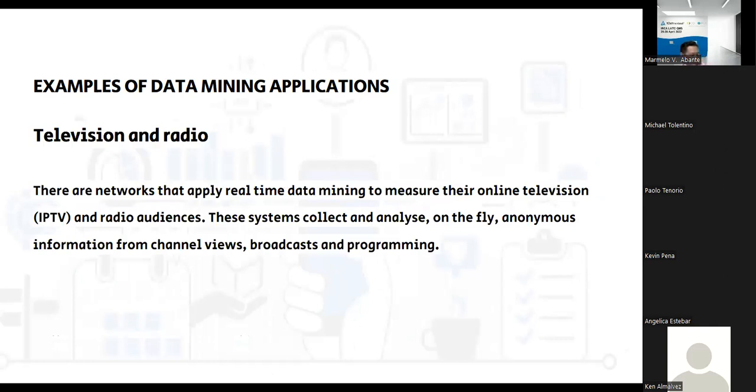In television and radio, there are networks that apply real-time data mining to measure their online television and radio audiences. These systems collect and analyze on the fly anonymous information from channel views, broadcast, and programming. Data mining allows networks to make personalized recommendations to radio listeners and TV viewers, as well as get to know their interests and activities in real time and better understand their behavior. Networks also gain valuable knowledge for their advertisers, who use this data to target their potential customers more accurately.